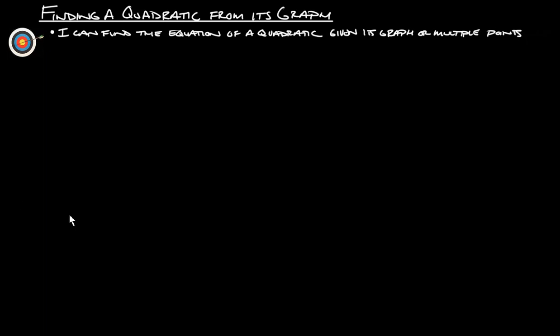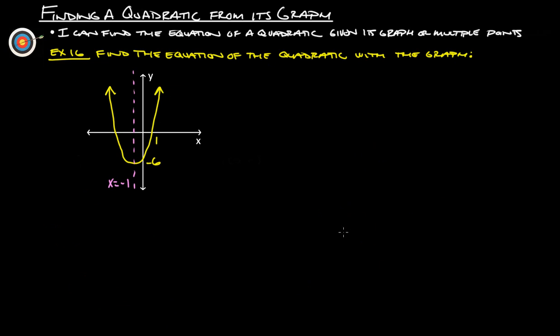Okay? All right, next one, example 16. Find the equation of the quadratic with this graph here. Now, they only give us one x-intercept, and they give us the y-intercept. But here's the deal. We should be able to figure out what this other x-intercept is here. If this is negative 1, that's a distance of 1, 2. So if it's a distance of 2 this way, it's also going to be a distance of 2 this way.